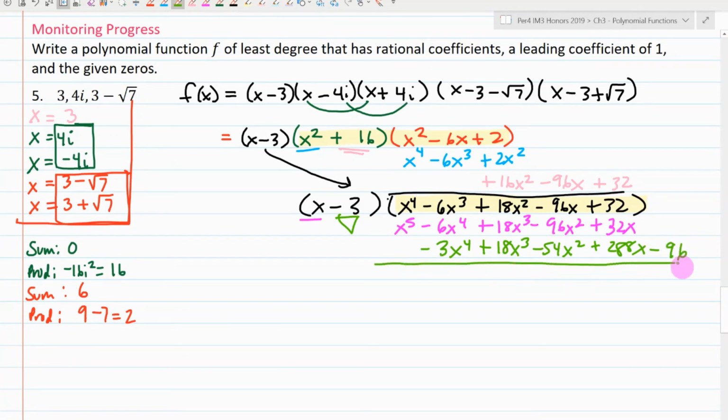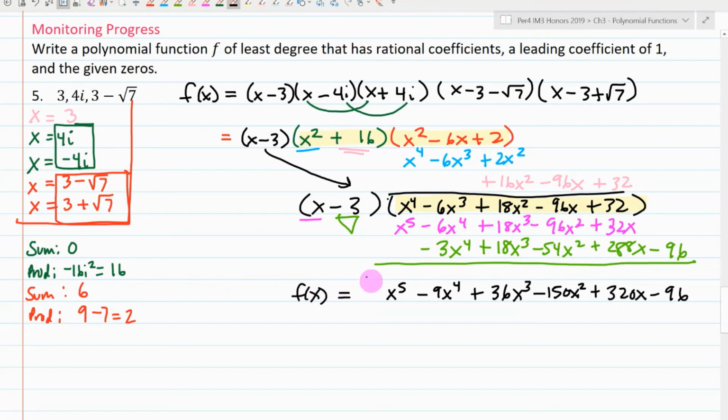And now if I add all of those together, that will be my final answer, which is x to the fifth minus 9x to the fourth plus 36x to the third minus 150x squared plus 320x minus 96.